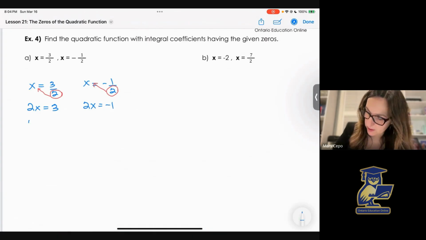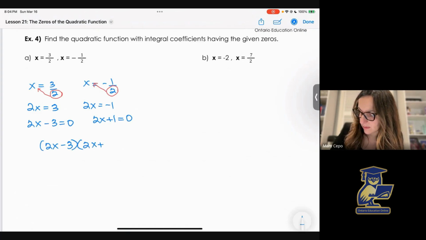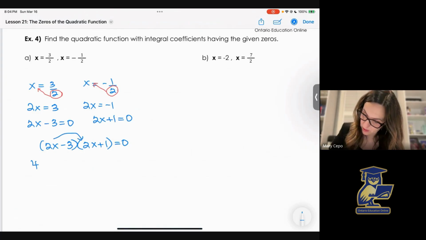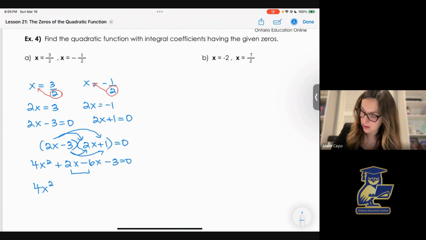Okay, so if you remember, when we isolated, it would be 2x minus 3 is equal to 0, and 2x plus 1 has to equal 0. And then we would have those two binomials. And of course, in order to expand the two binomials, we follow FOIL. 2x times 2x, which is 4x squared, 2x times 1, which is 2x, -3 times 2x, which is -6x, -3 times 1, which is -3. And of course, collecting like terms, we have 4x squared minus 4x minus 3 is equal to 0.